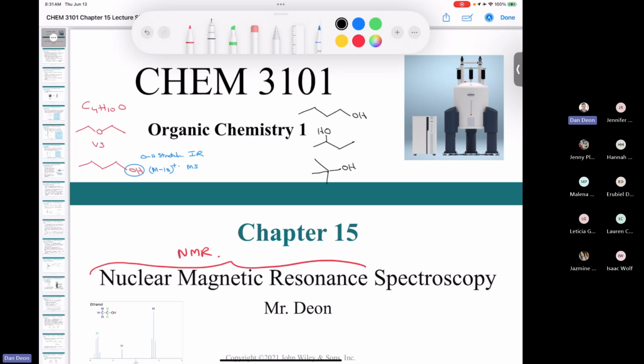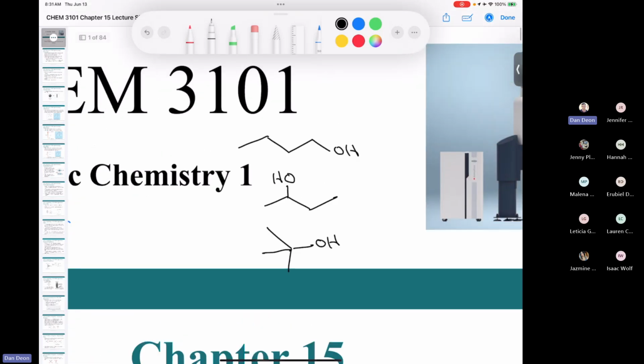Now it gets a lot more difficult to differentiate between these three compounds using IR and mass spec. Why? Because in the IR, these all have an oxygen-hydrogen stretch in the IR. Okay, so IR would be tough. Okay, and then the mass spec, well, they're all going to have the same mass spec, the same molecular ion. They're all going to lose 18, so it would be tricky.